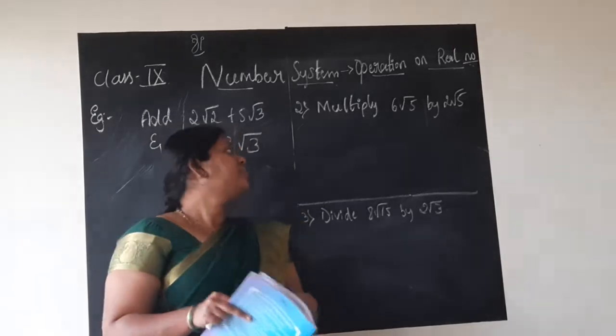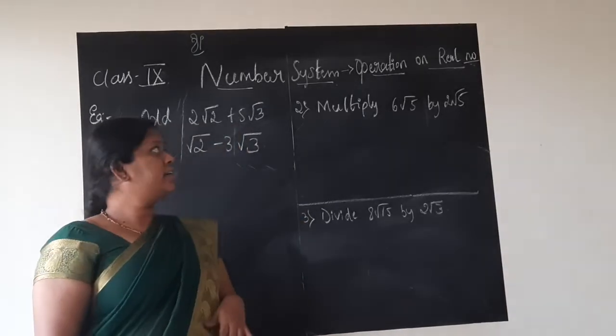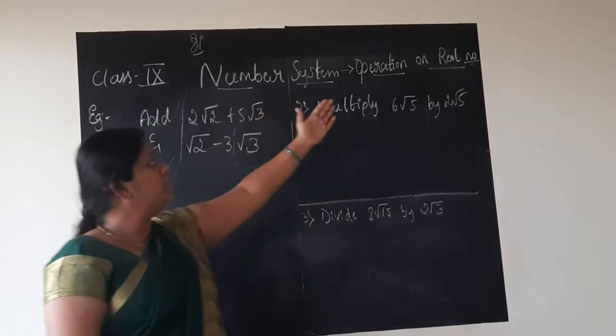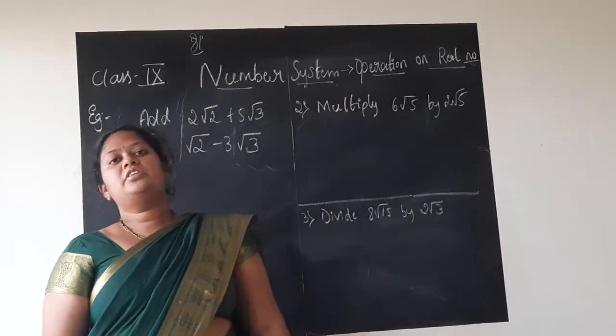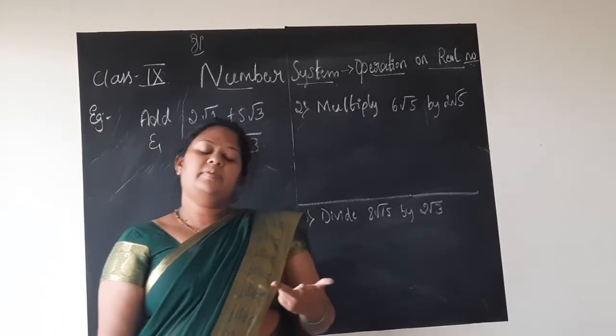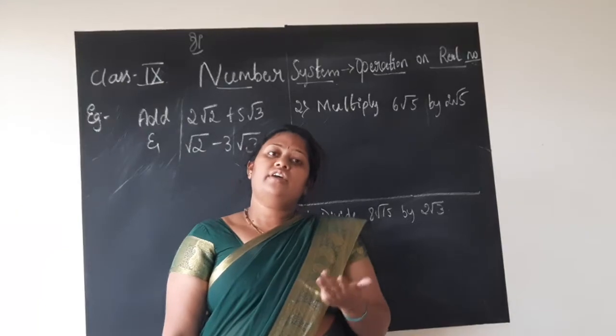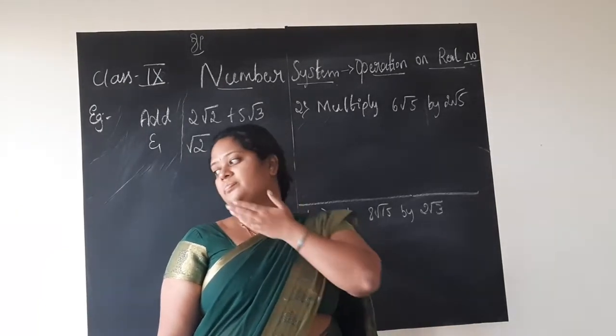We shall move to the next exercise. Before that, the next concept we are studying in the number system lesson is operations on real numbers. The operations we are going to perform are addition, subtraction, multiplication and division. Here we are going to learn how to rationalize the denominator.